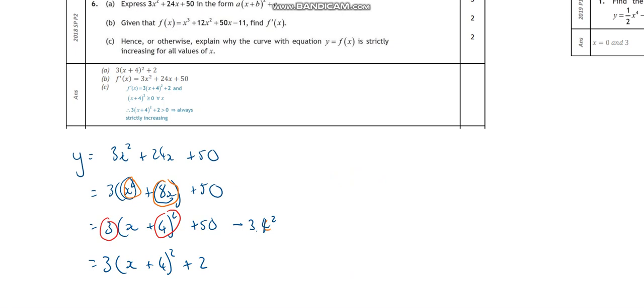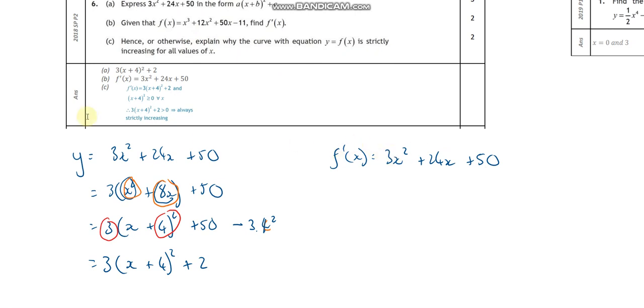So we're thinking that's quite good. I'll do f dash x, so f dash x is going to be equal to 3x squared plus 24x plus 50. Excellent. Given that, that's quite a nice wee 2 marks, isn't it? There we go, easiest 2 marks you'll get in the paper. And then it says hence or otherwise explain why the curve is increasing.